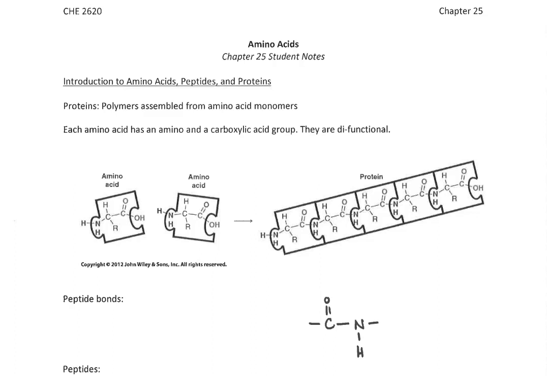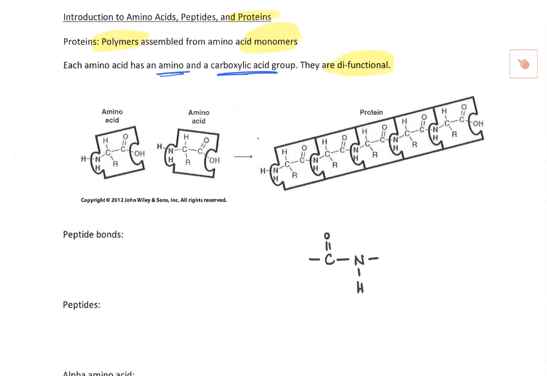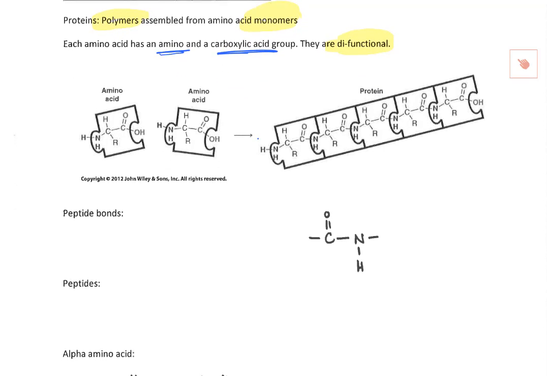In this video, we're going to talk about amino acids. When we start talking about amino acids, they are just a difunctional compound that's essentially a monomer. And these monomers will connect to one another and make a polymer that we call a protein. So these have both an amino group and a carboxylic acid group. When the amino group and the carboxylic acid group react and come together, they make this bond here. This bond is your peptide bond.